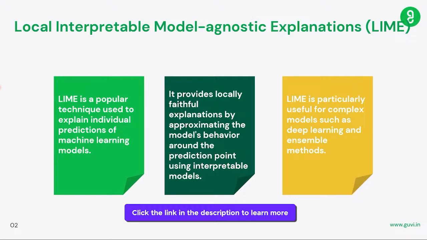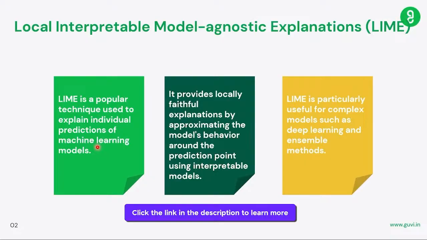LIME stands for Local Interpretable Model-Agnostic Explanations. LIME is a popular technique used to explain individual predictions of machine learning models. It provides powerful local explanations. It operates by taking the input data around the instance of interest and creating synthetic samples that are similar to the original instance with slight variations.